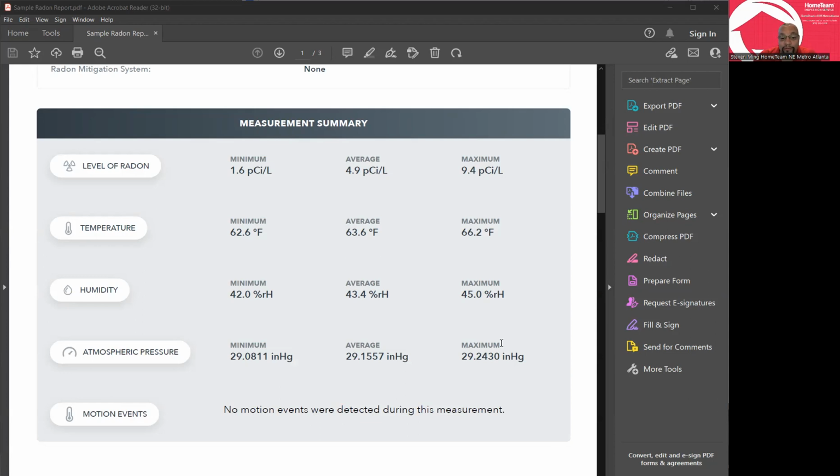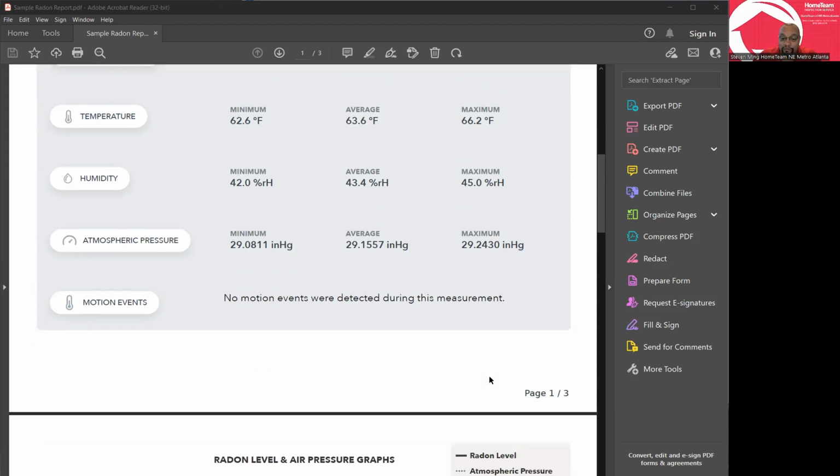Below that, we have the temperature, which gives us the minimum, average, and maximum temperature observed during the test period. We have the humidity level, again minimum, average, and maximum, and the atmospheric pressure during that test period. And towards the bottom, we have any motion detection of the device if it's tampered with.